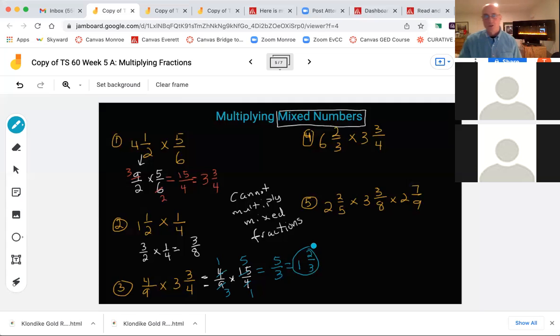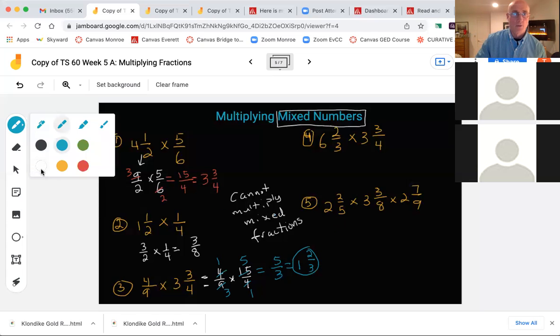Now, I'm not going to actually do number 5, but I'm going to set it up for you so you can see what you would do in an equation like number 5 here. You recognize right away that you've got 3 different mixed fractions. And by the way, if you had a mixed fraction times a whole number, what would you do? You would change that mix to improper and then put a 1 underneath that whole number. Don't forget that.